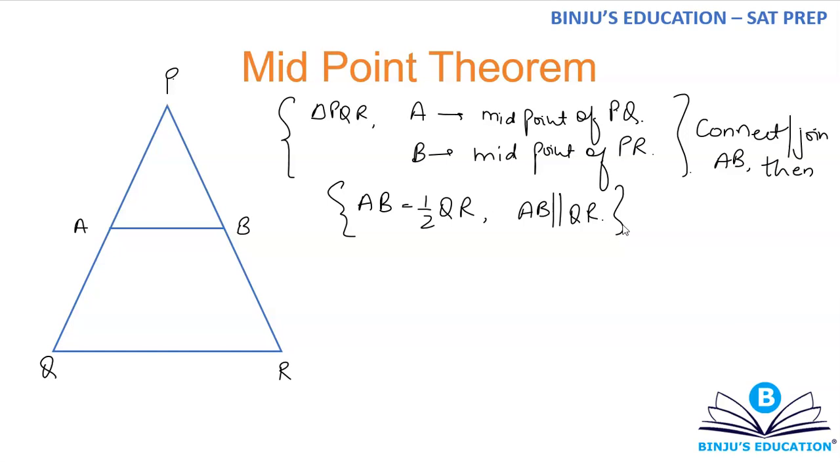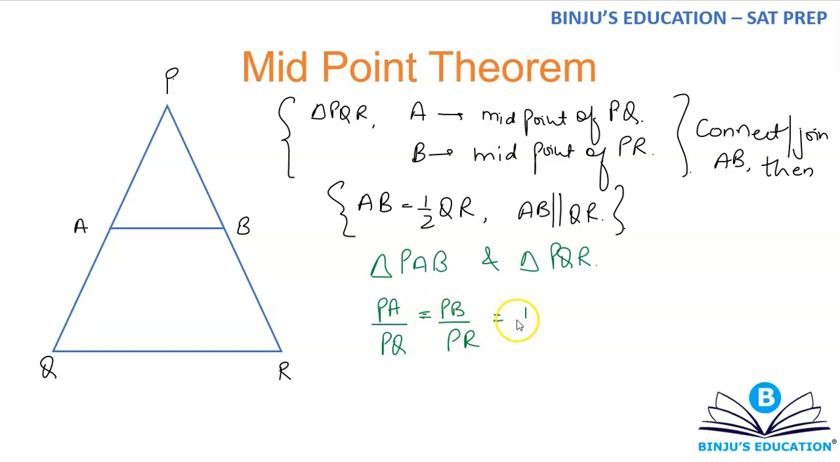And we are going to prove this. So let's see what we can do. We're going to talk about two triangles here, triangle PAB and triangle PQR. So I'll say that PA by PQ is equal to PB by PR, which is equal to 1 by 2.